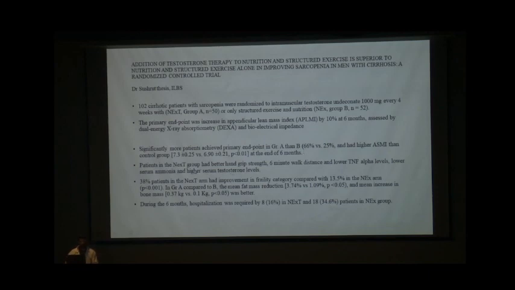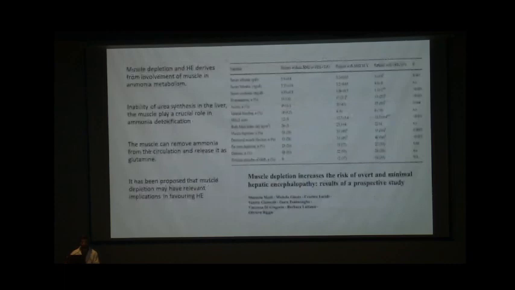Patients in the testosterone group had better hand grip strength, 6-minute walk test, lower TNF alpha level, and a lower serum ammonia level. And 38% in the testosterone group also had improvement in frailty category. During the 6-month follow-up, hospitalization was also required by fewer patients in the testosterone therapy group than in those patients who did not receive testosterone.